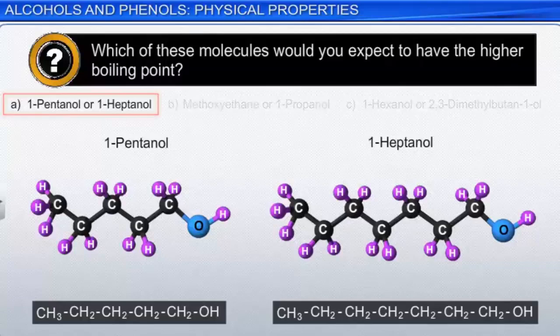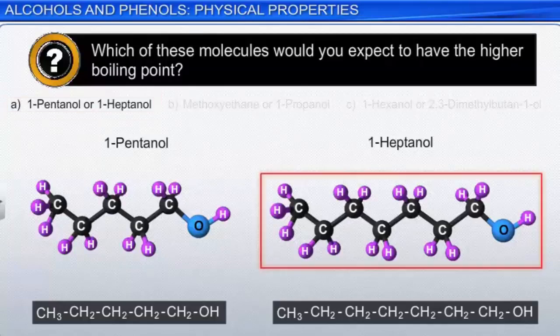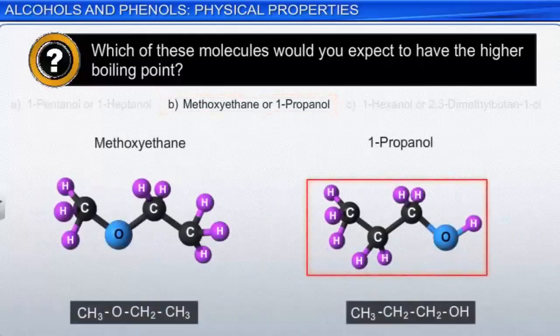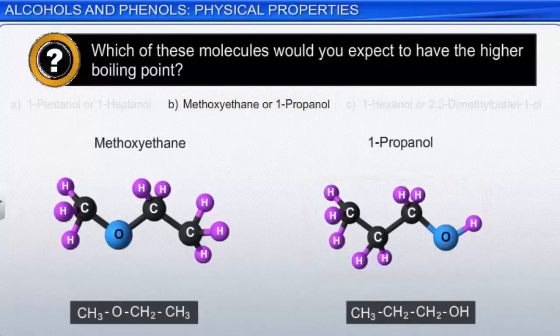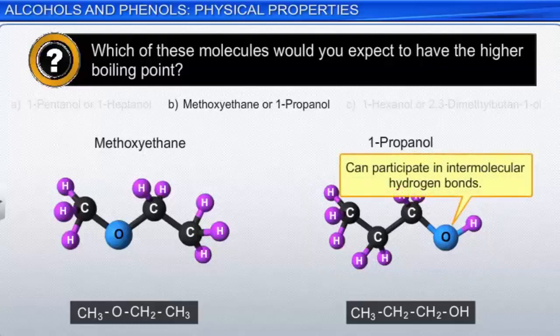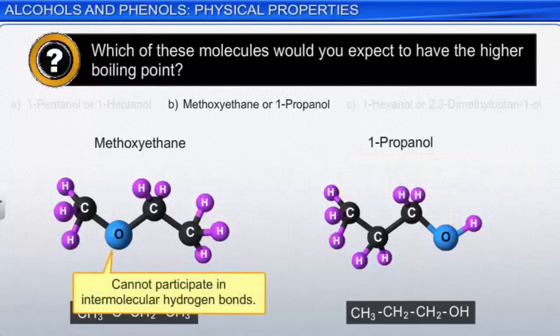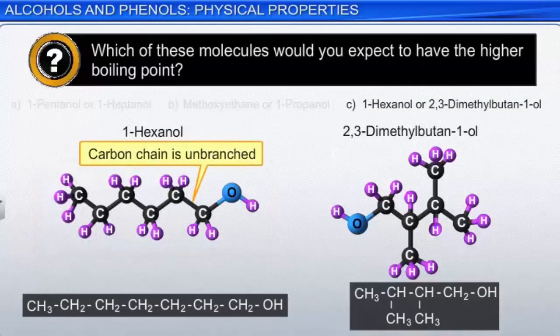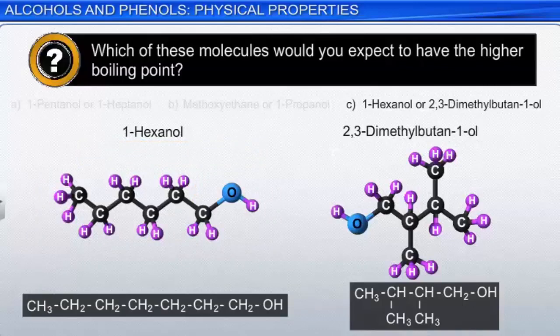For set A, 1-heptanol has the higher boiling point because it has the longer carbon chain. For set B, 1-propanol has the higher boiling point. 1-propanol with its hydroxyl group can participate in intermolecular hydrogen bonds, while the ether methoxymethane cannot. For set C, 1-hexanol has the higher boiling point. Its carbon chain is unbranched, giving it stronger London forces than the branched chain in its structural isomer 2,3-dimethylbutan-1-ol.